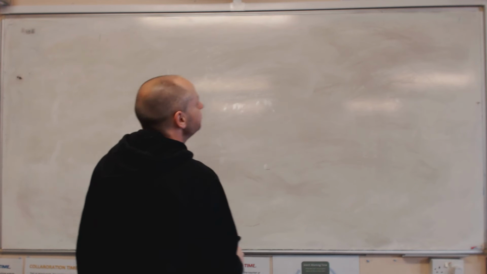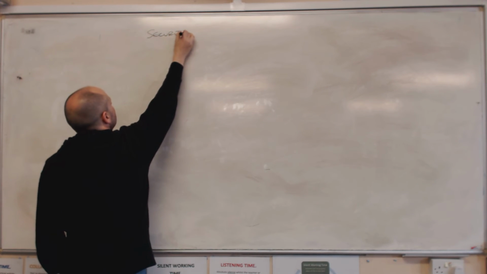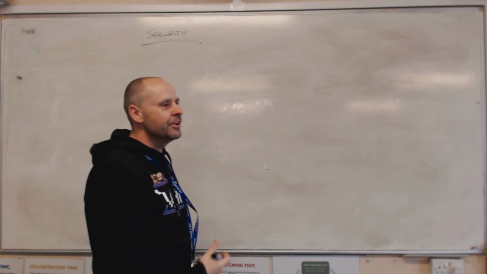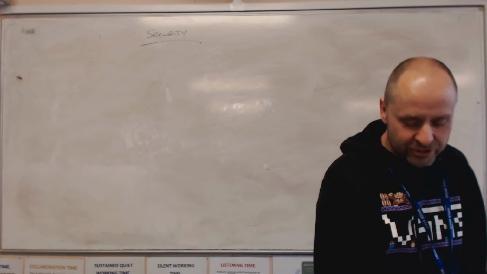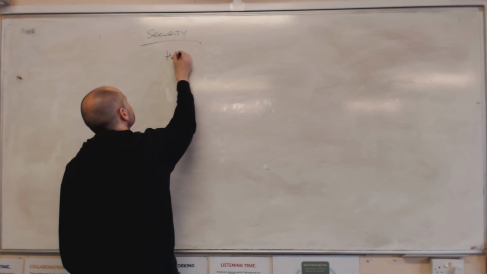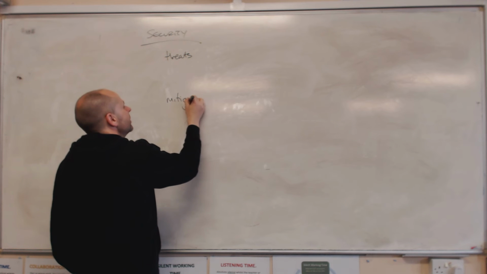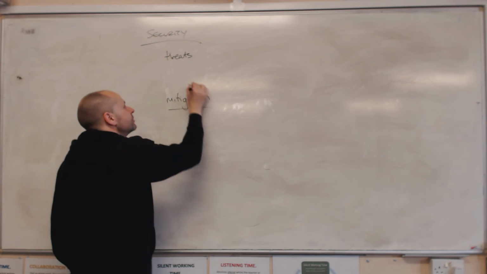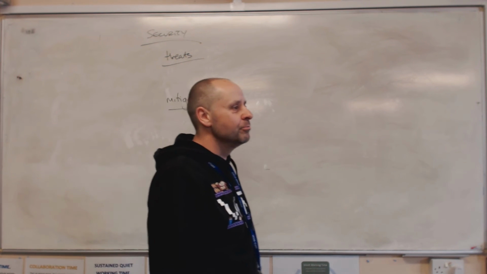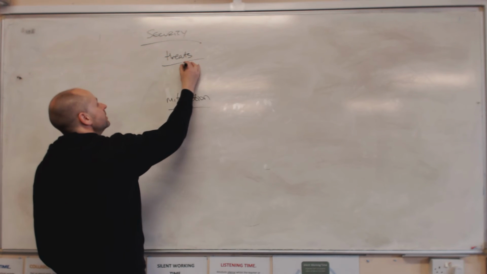Right, security. We've got different things to worry about for security. So we've got threats and mitigation. How do we get around those threats? So the threats are multitude. You've got direct access problems, okay?